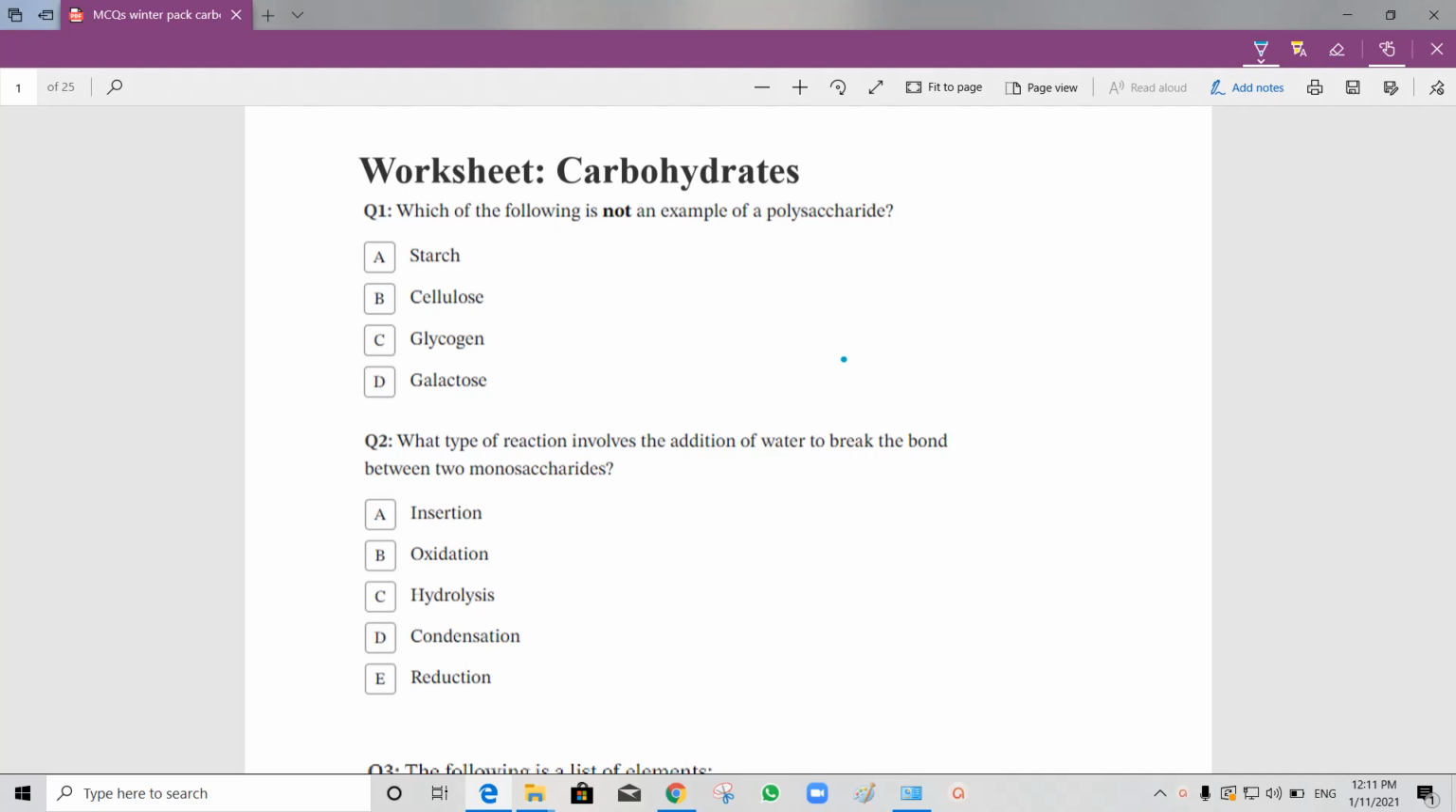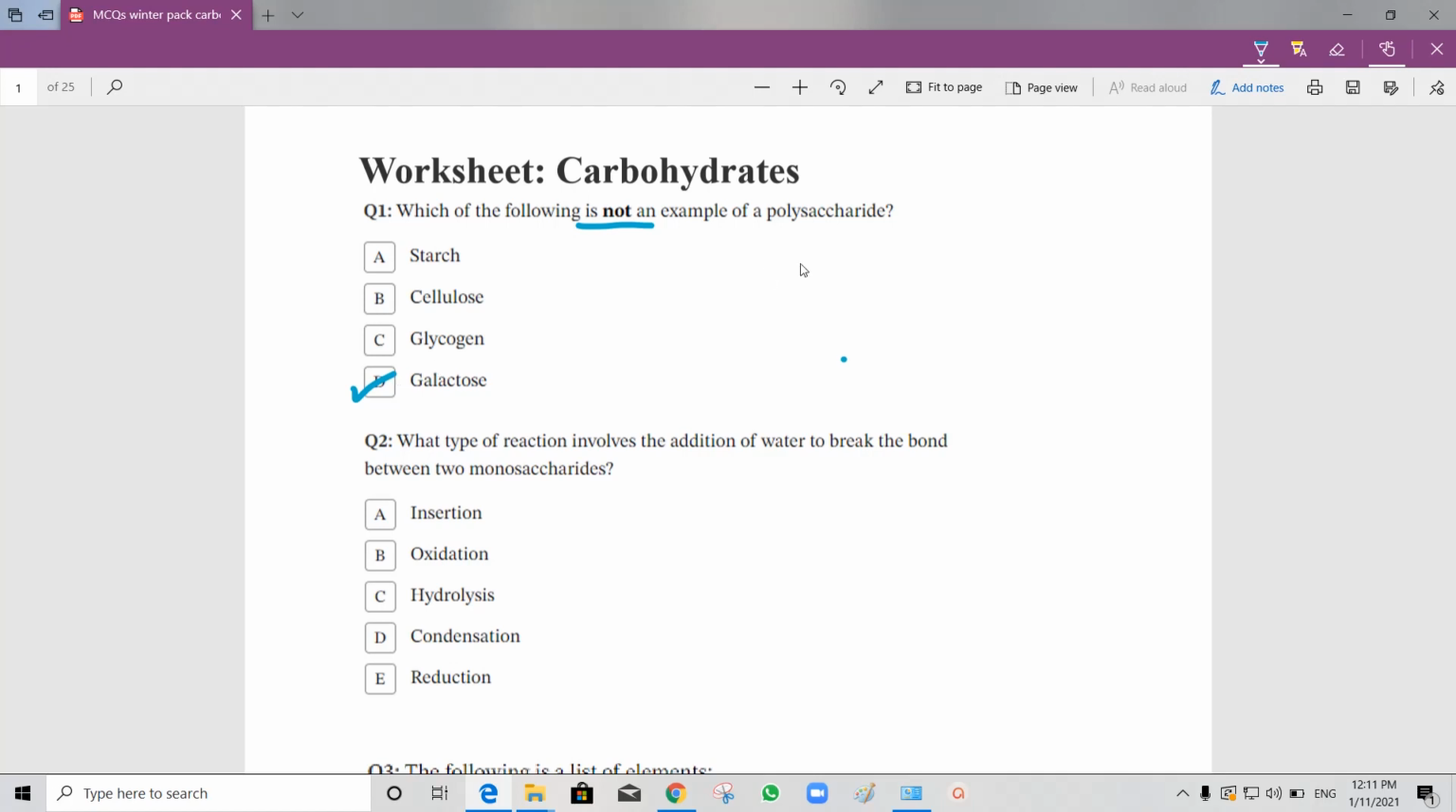So let's start with question number 1. Which of the following is not an example of a polysaccharide? Starch, cellulose, glycogen, and galactose. The question is asking about not an example of polysaccharides. Of course, starch is a polysaccharide, cellulose is a polysaccharide, glycogen is a polysaccharide, so the correct answer will be galactose because galactose is not a polysaccharide.